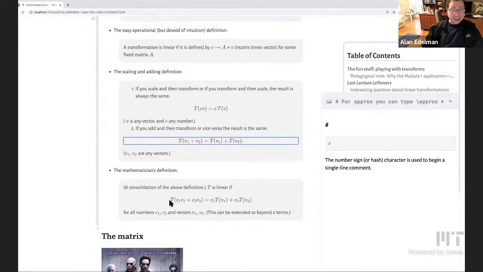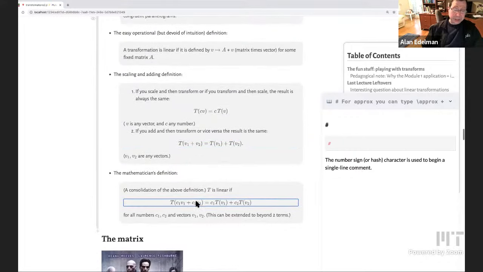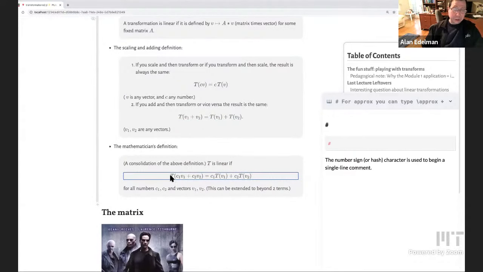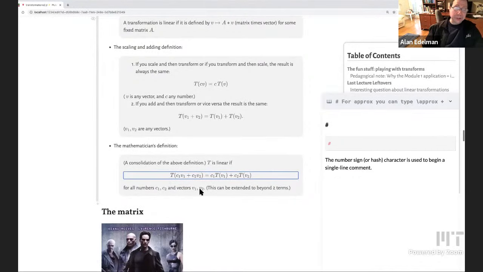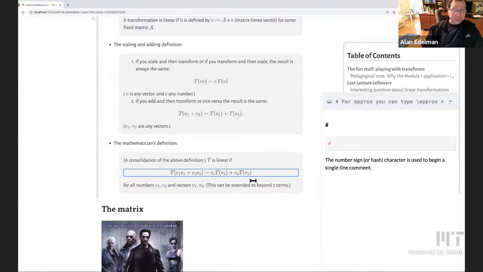We call this a linear combination, as we saw in an earlier lecture. We say that the transform of a linear combination is the same linear combination of the transforms. If this is true for all numbers C1 and C2 and all vectors V1 and V2, we say that this is linear. Getting back to Charles's question, this property would not hold for the perspective transformation, so this would actually fail.